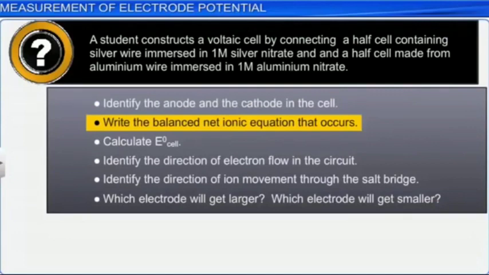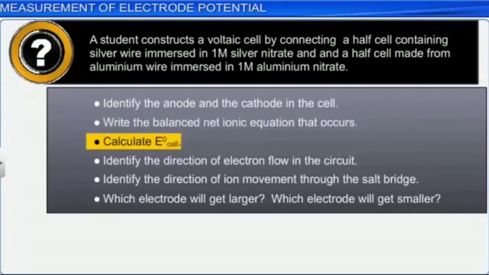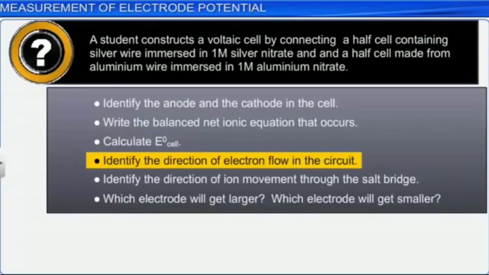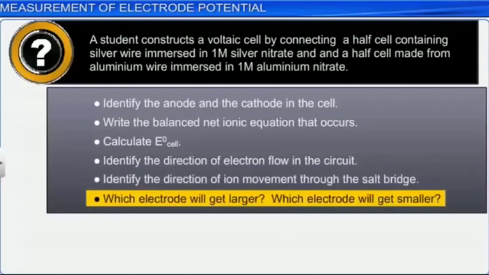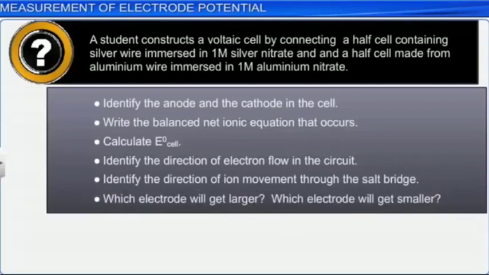Write the balanced net ionic equation that occurs. Calculate the EMF of the cell. Identify the direction of electron flow in the circuit. Identify the direction of ion movement through the salt bridge. Which electrode will get larger? Which electrode will get smaller? There's a lot to do here, so we'll work through the problem one piece at a time.